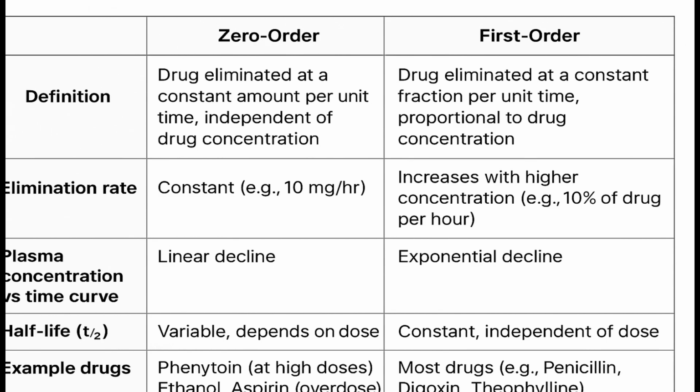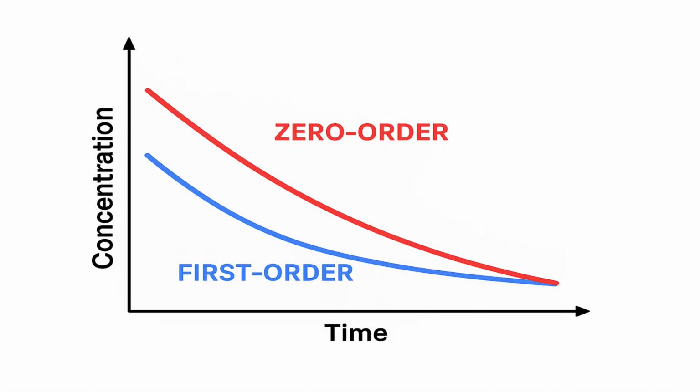Exactly. The rate of elimination is proportional to the concentration. Double the dose, you double the initial rate of elimination. The half-life is constant. The concentration decay curve is exponential. Predictable. Okay, that sounds manageable. So what's the deal with zero order? Why is it the exception and why is it dangerous?